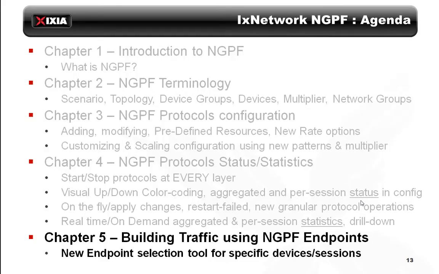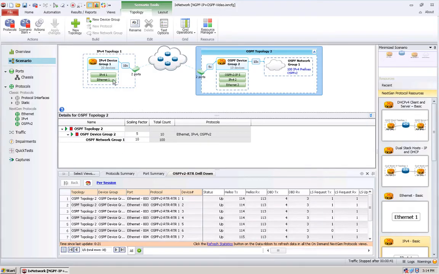The last chapter in this IxNetwork video tutorial is building traffic using NGPF endpoints. In the traffic wizard, there's a new endpoint selection tool when you want to select devices and sessions within the device group or within the stack. If you want to select the entire stack, that's still a single checkbox, but there's a new tool if you want to drill down into endpoints within that stack. We're going to cover how you send traffic from sources and destinations using the NextGen protocol framework endpoints.